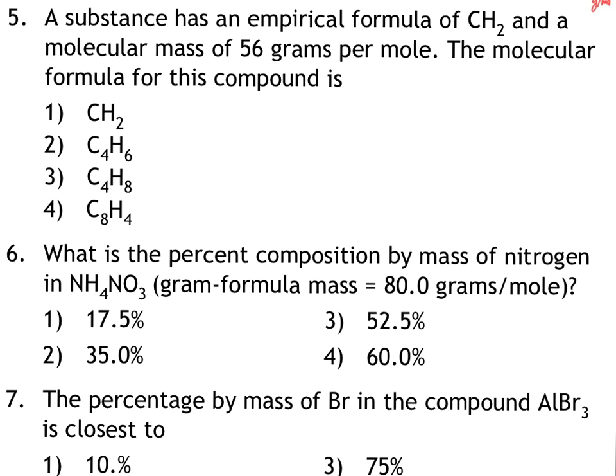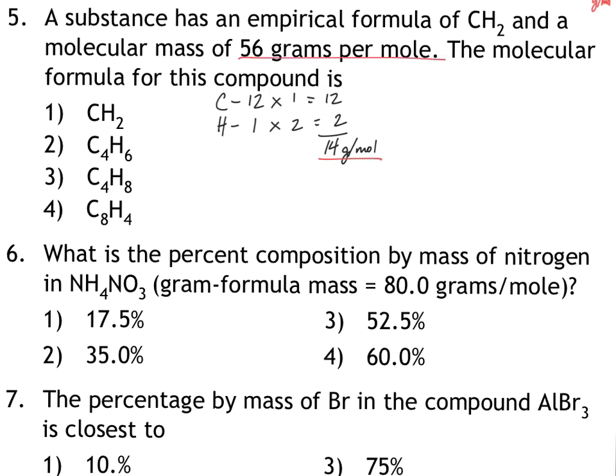Okay, a substance has an empirical formula of CH2 and a molecular mass of 56 grams per mole. We want to know the molecular formula for this compound. And we need to start by finding the mass of the empirical formula. So I was able to find that the empirical formula is going to have a mass of 14 grams per mole, but the molecule has a mass of 56 grams per mole.